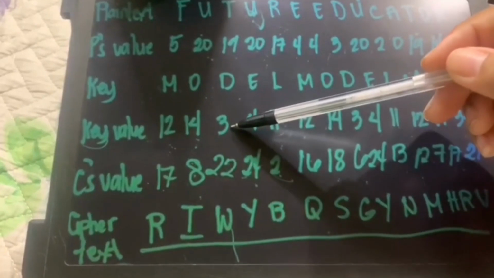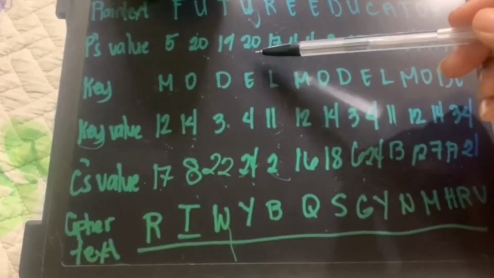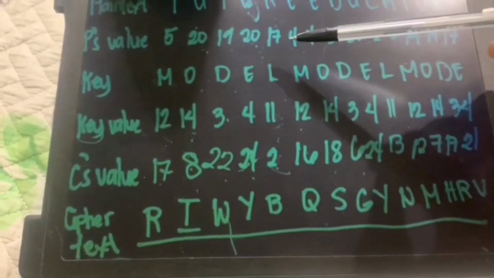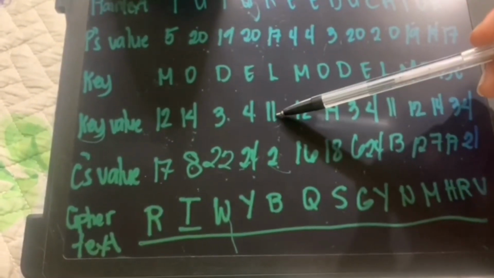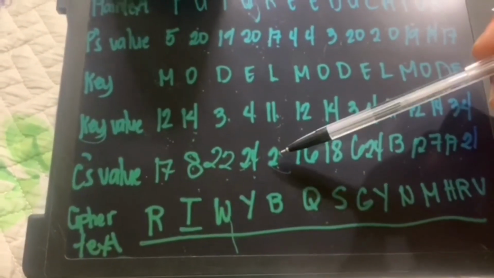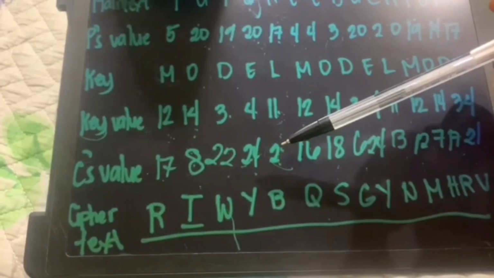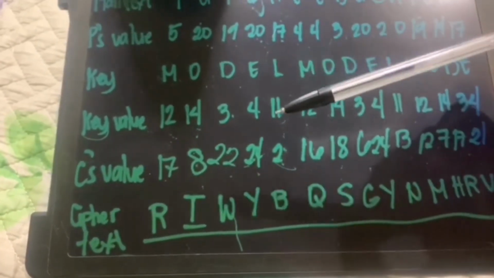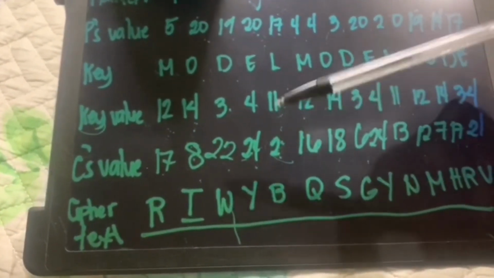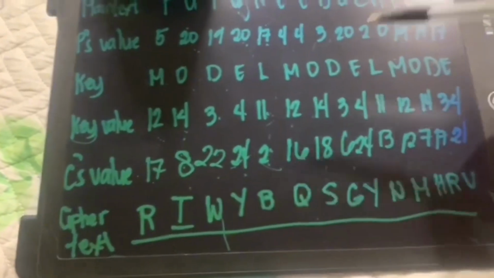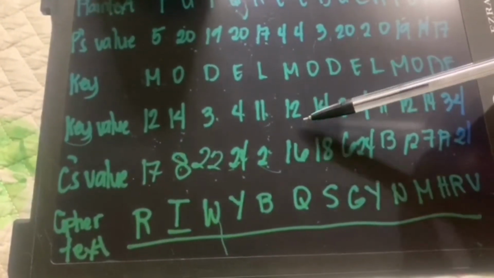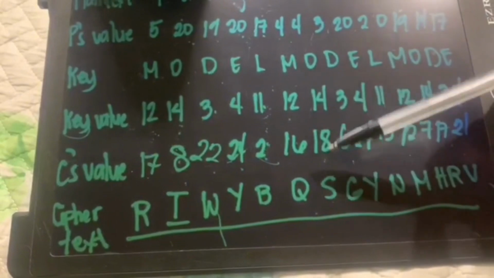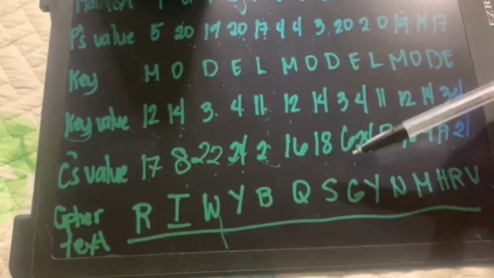19 plus 3 is 22. 20 plus 4 is 24. 17 plus 11 is 28. Since 28 is above 26, we have to get the remainder. 28 minus 26 is 2. And 4 plus 12 is 16. 4 plus 14 is 18. 3 plus 3 is 6.